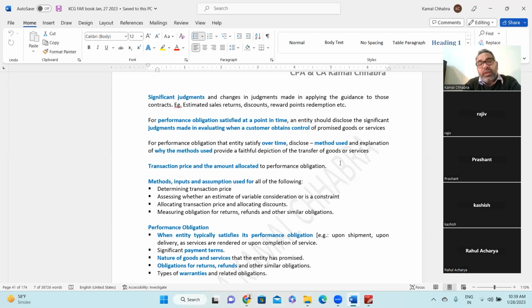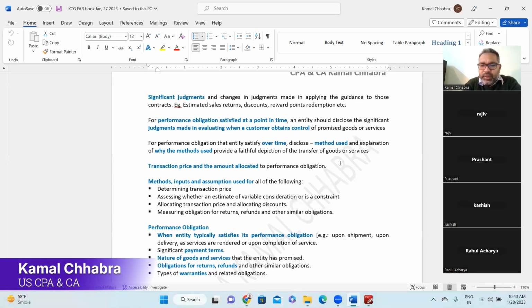But when you are evaluating over the period of time method, you need to disclose what method you have used, right? And why that method is the best, which gives a faithful depiction of the transfer of goods and services over the period of time. So for example, if you see here, the transaction price and amount allocated to performance obligation. The methods we have discussed are the input method and output method, right?